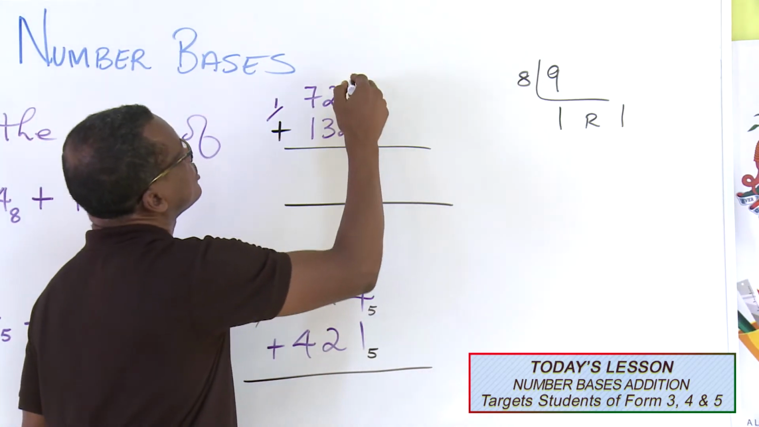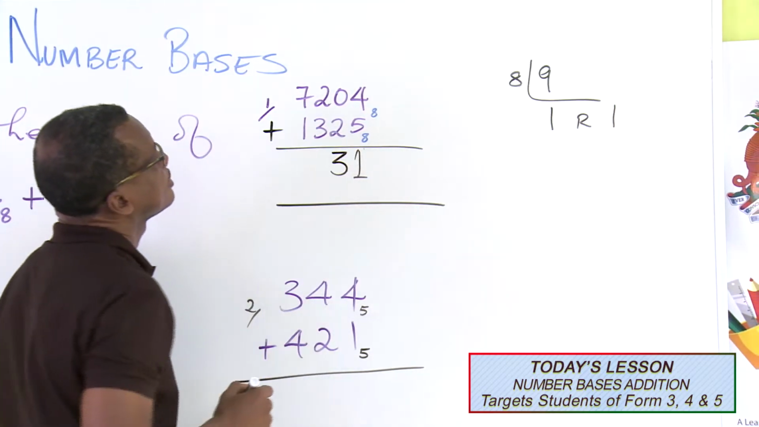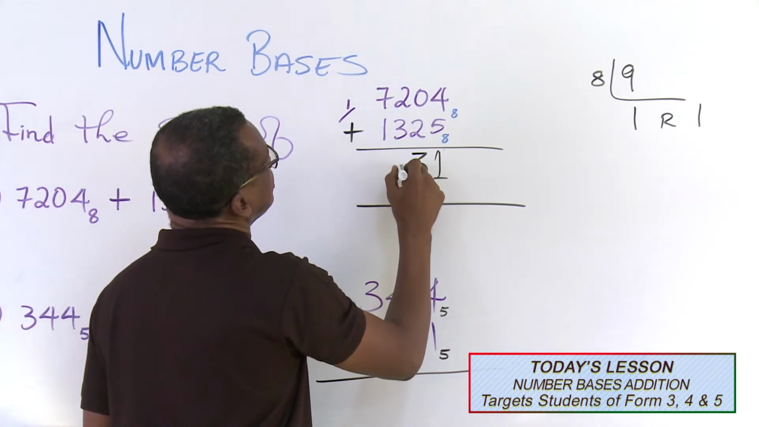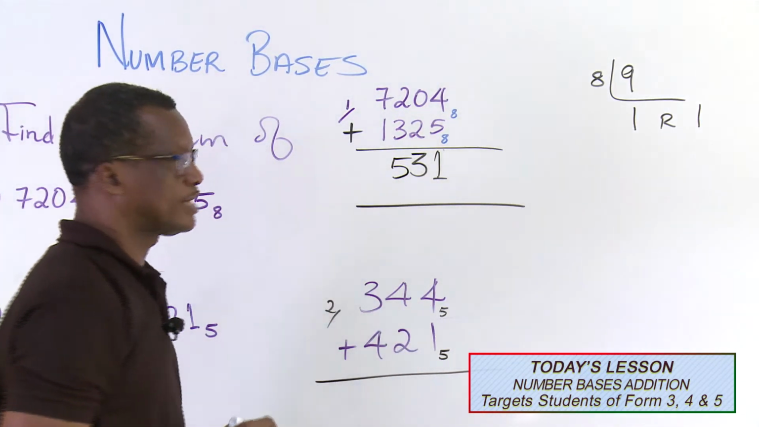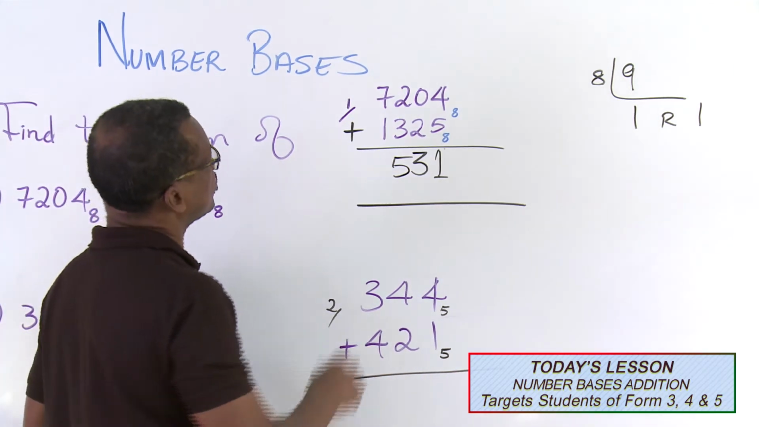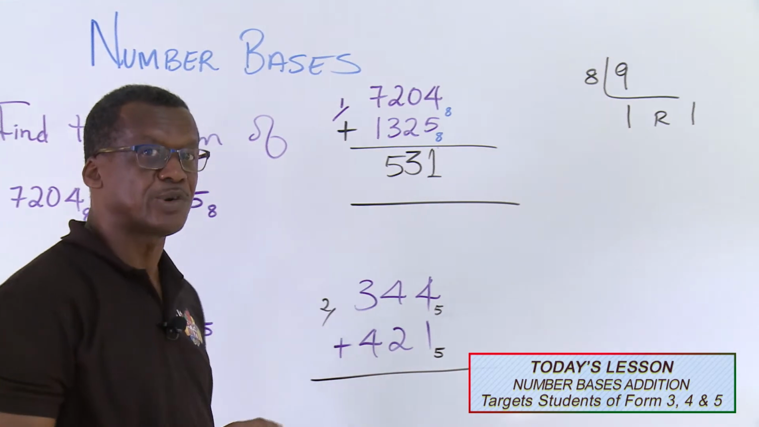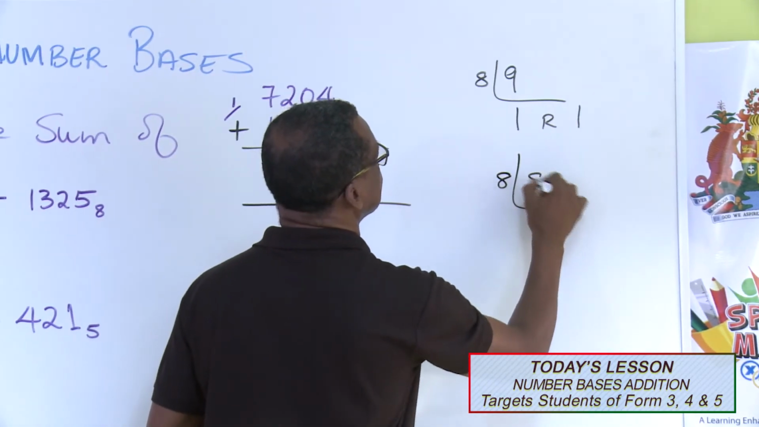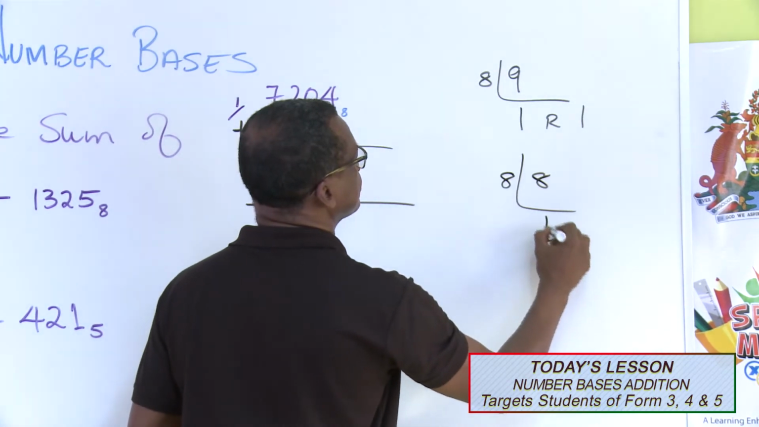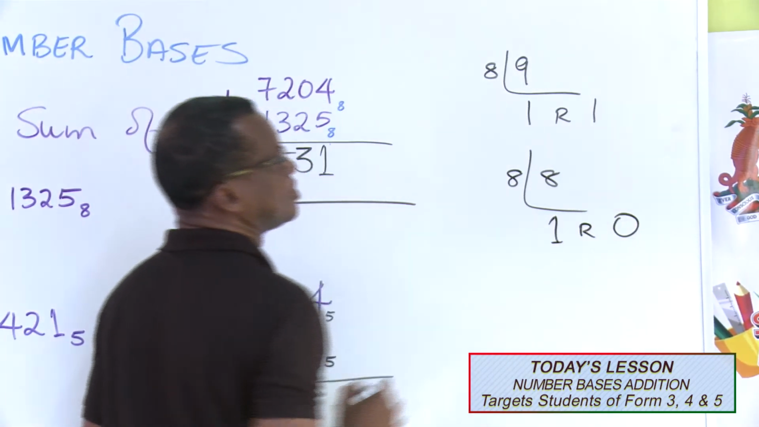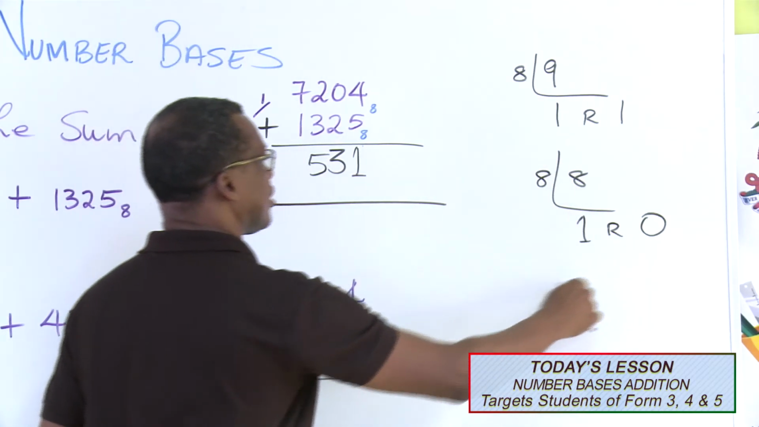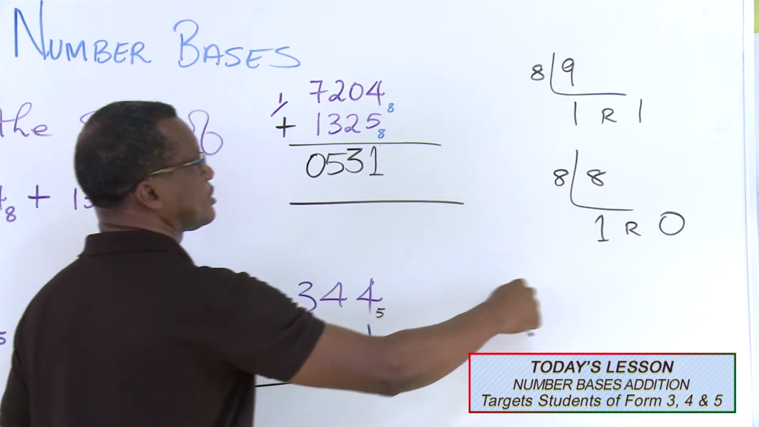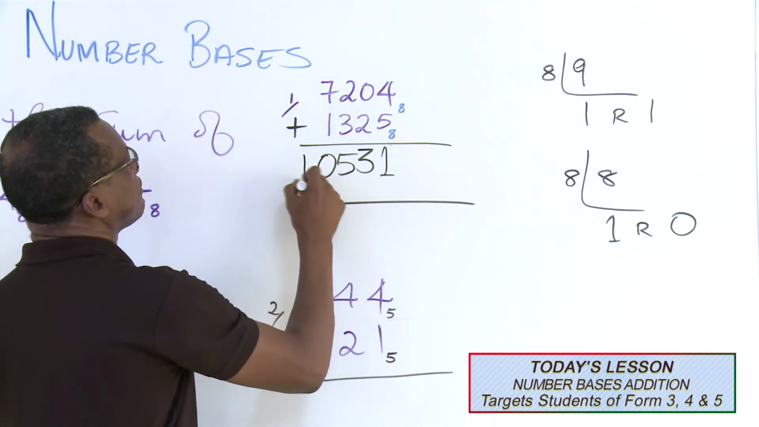1 plus 2 plus 0 gives us 3. That is less than 8, so we can simply insert it. 2 plus 3, 5. That's also less than 8, so we can simply insert it. The last one, 7 plus 1 is equal to 8. That has to be broken down into groups of 8. 8 into 8 goes 1, remainder 0. The remainder is now carried to the column where the addition started, and the quotient is now carried one column further to the left.